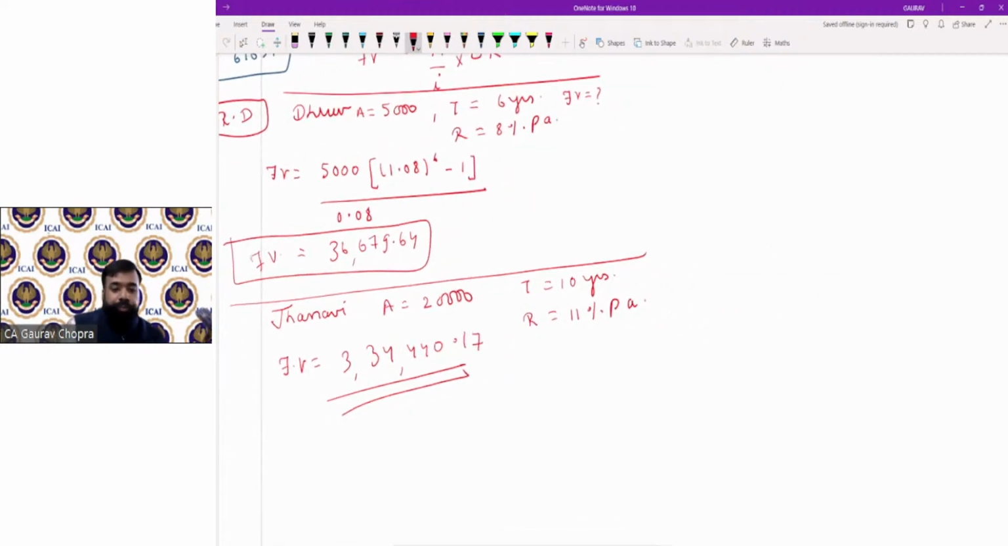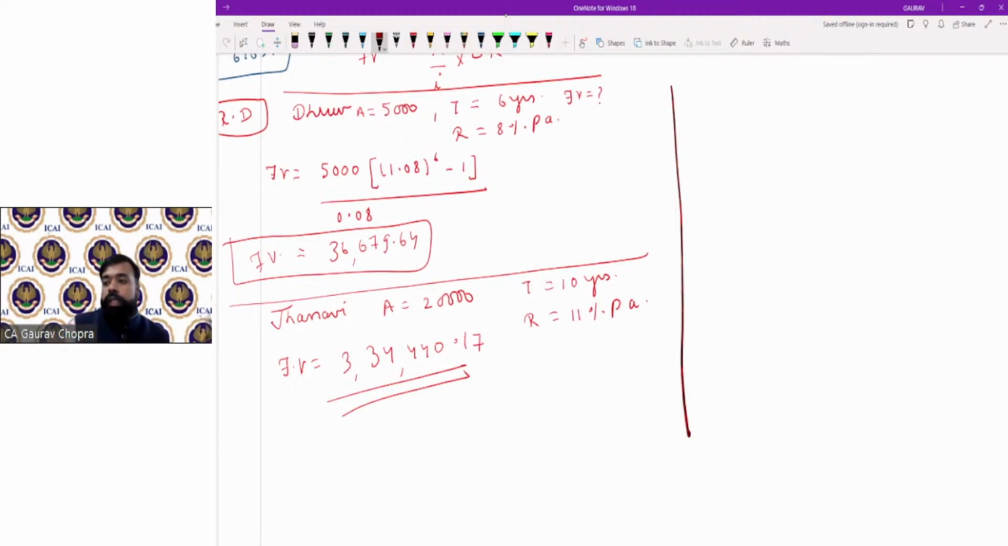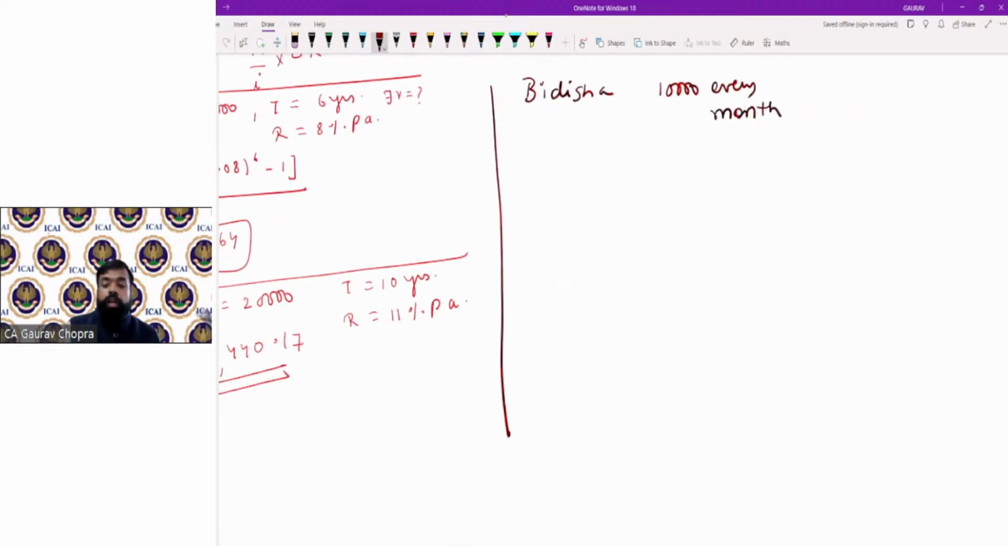Now, let's have some twist in the question. So let's say Bidisha is investing on monthly basis. So Bidisha is, let's say, investing rupees 10,000 every month. Time is 3 years. Rate is 12% per annum.